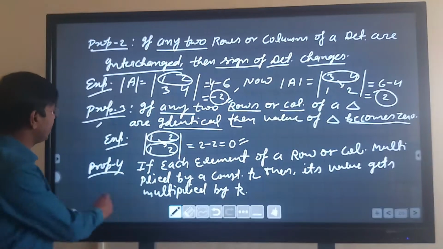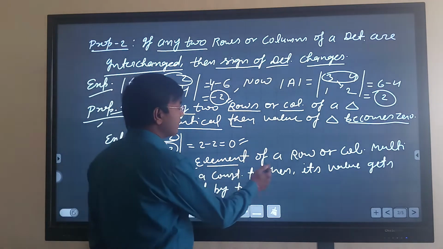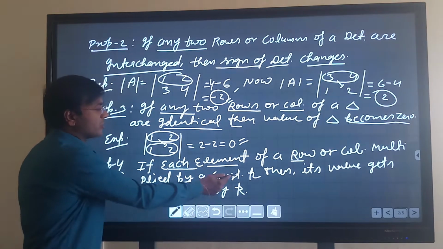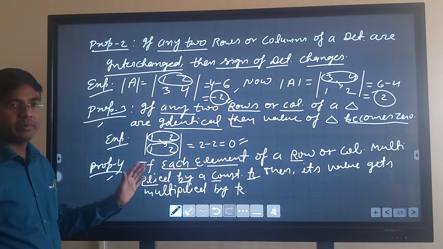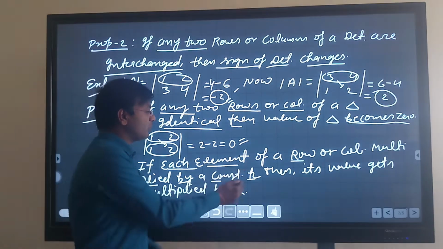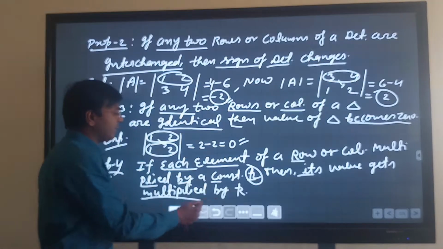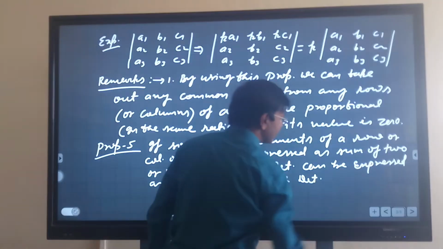Now let's see property number 4. If each element of a row or column is multiplied by a constant k, that is, any row or any column is multiplied by a non-zero scalar k, then the value gets multiplied by k. Let us understand this property through an example.